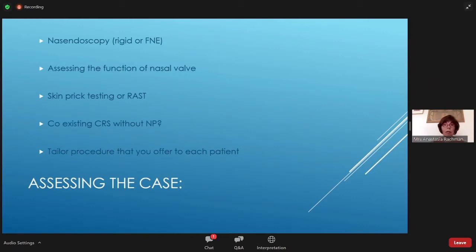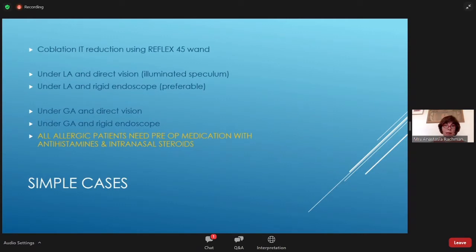We have always the task to assess with nasal endoscopy, assess the nasal valve, do skin prick testing and/or RAST testing, confirm or exclude coexisting rhinosinusitis with or without nasal polyps, and eventually tailor the procedure to the patient's needs. We will discuss today how we can do reduction of the inferior turbinates using the Reflex 45 wand.